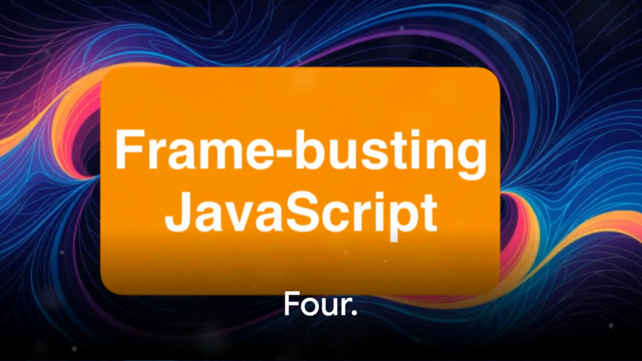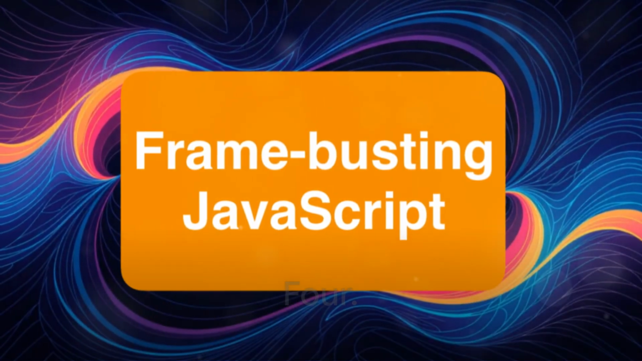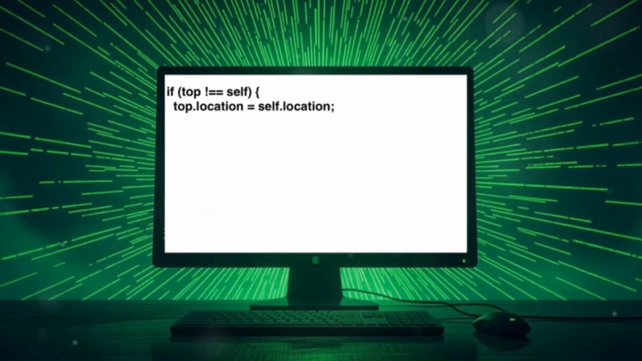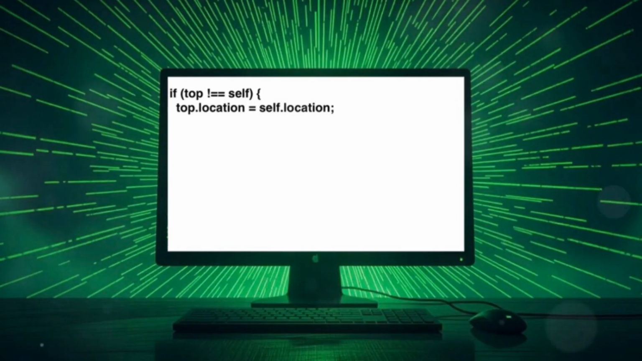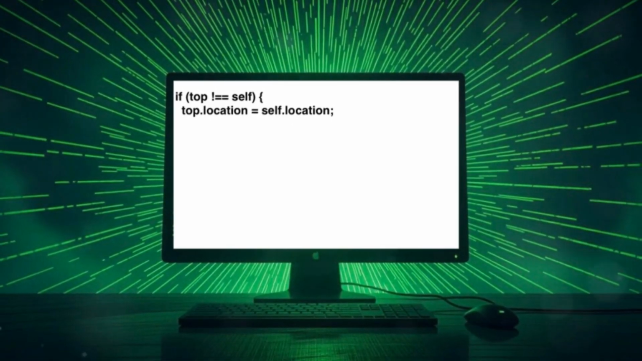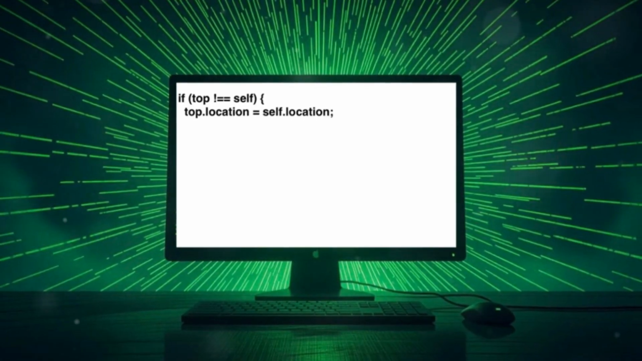4. Frame-busting JavaScript. Older sites use JS like you see on your screen. But modern browsers and some legitimate embedding scenarios break this. Use headers instead of relying solely on JS. Those old-school JavaScript frame-busting tricks are like duct tape on a spaceship. Don't rely on them.